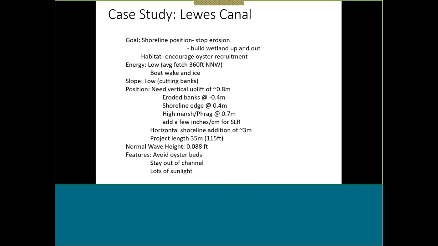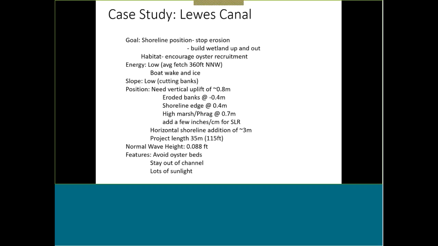So we want to be below that for sure, but we want to make up the difference between the eroded banks up to the healthy shoreline edge. And then we want to account for a few inches or a few centimeters for sea level rise, just as we did at the Sassafras project, so that this project can be sustainable into the future. And we know that we want to build this project out horizontally so that we can replace the wetlands that have been lost. That's about 3 meters out. And the length of it, as I said, is about 115 feet.